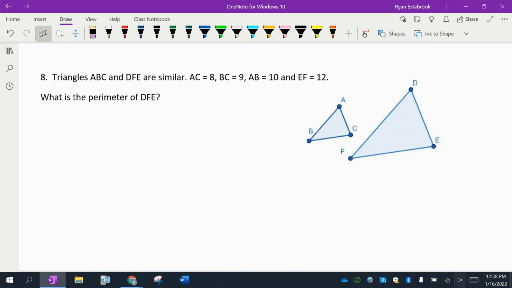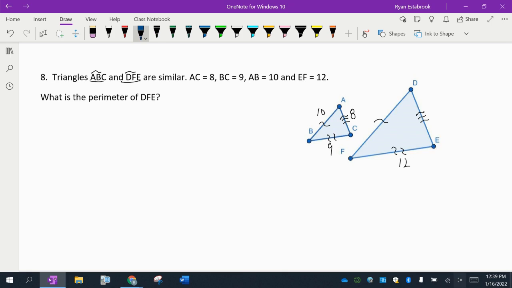Next, triangles ABC and DFE are similar. The order of this similarity statement is significant to us. A is corresponding to D because they're the first letters. B is corresponding to F, they're the second letters, and then C and E. Or AB and DF are going to be corresponding. BC and FE. And then lastly, AC is corresponding to DE. As far as the lengths go, AC is 8, BC is 9, AB is 10, and lastly, EF equals 12.